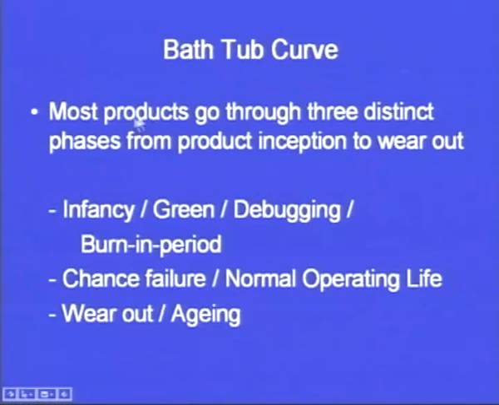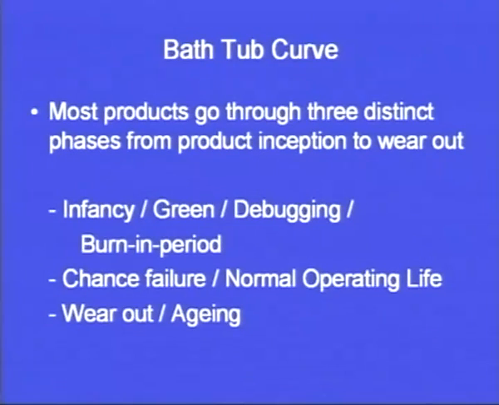Bathtub curve. Most products go through three distinct phases from product inception to wear out. So three important phases are there. Product inception means the product is introduced into the market, and finally it is wearing out. So basically there are three important stages for each and every product.